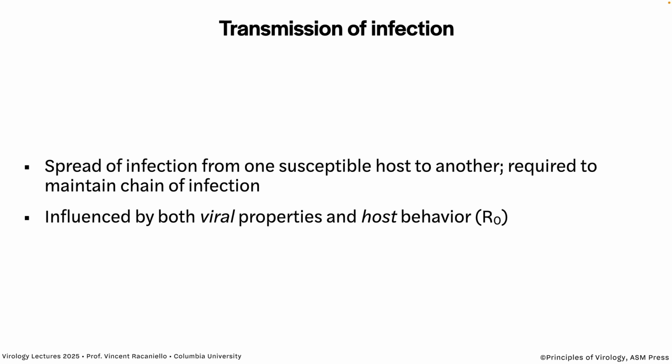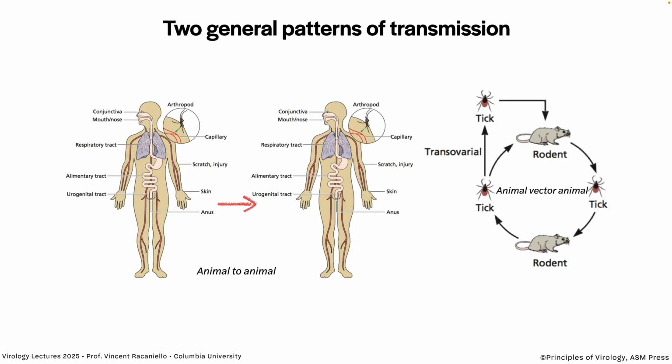And transmission is influenced both by the virus and the host. So there's a parameter called R0 that tries to encapsulate the host properties and the virus properties together. So there are two general patterns of transmission. And it's not just humans, but everything else on the planet.